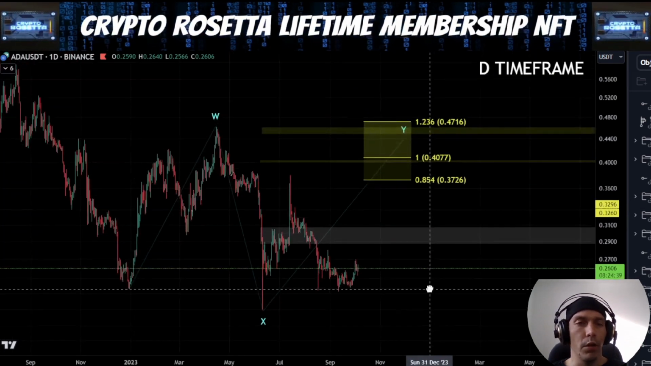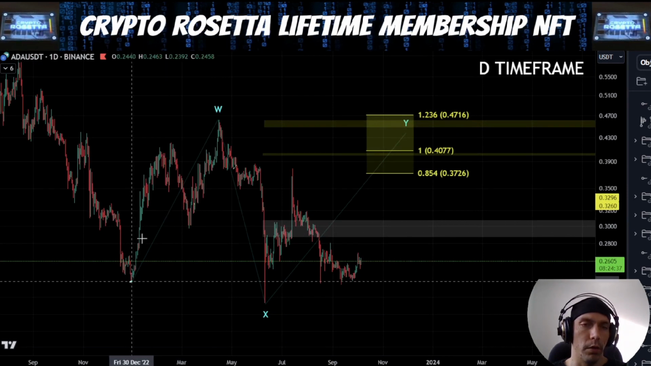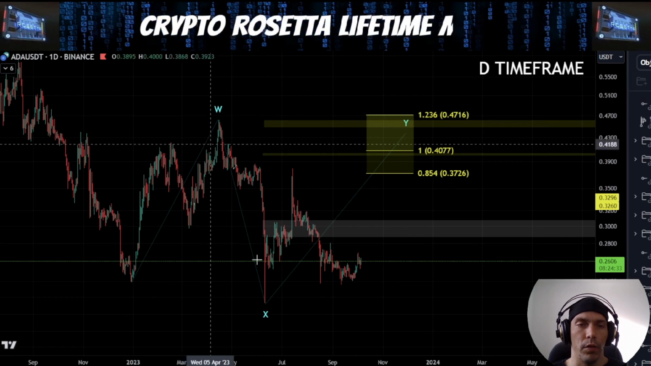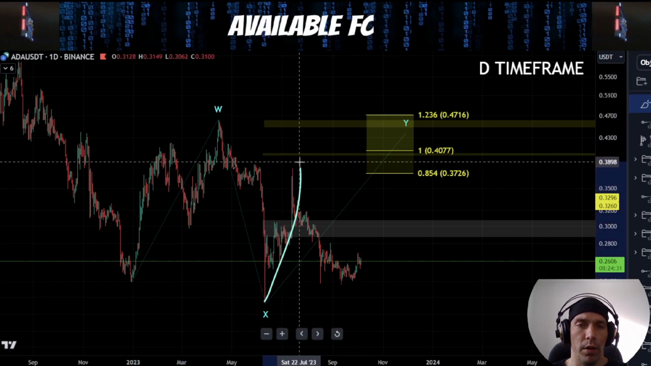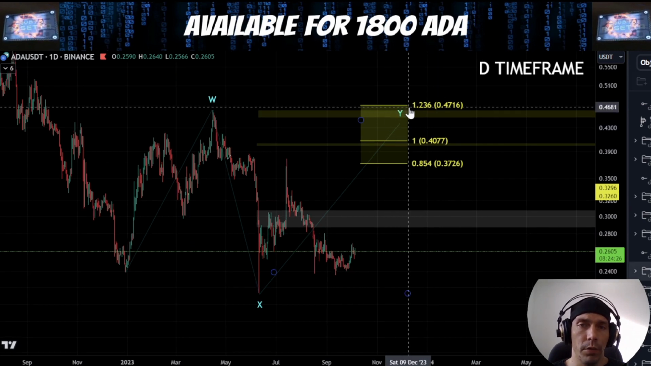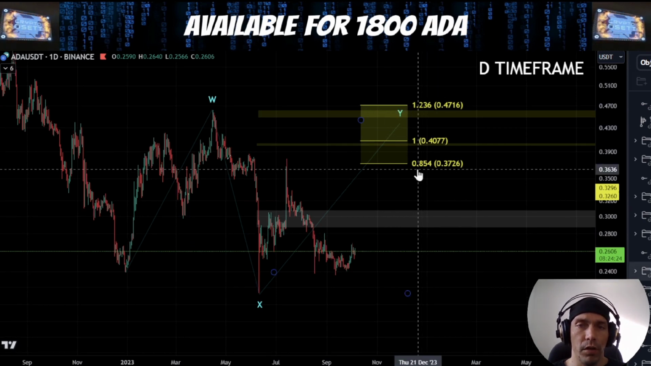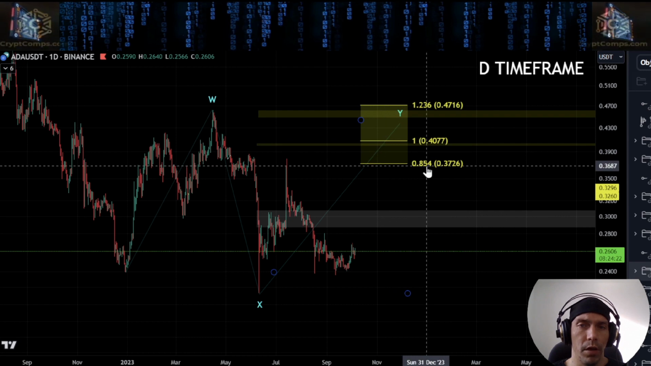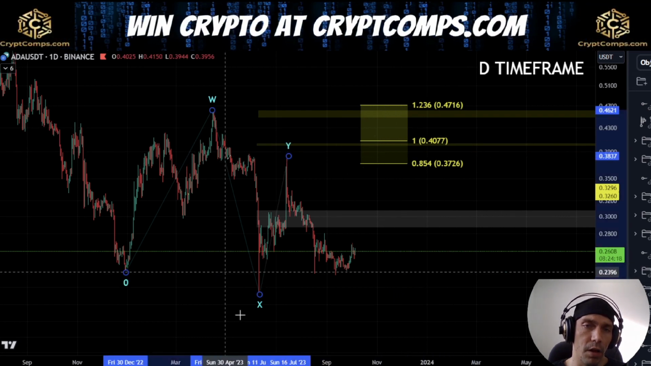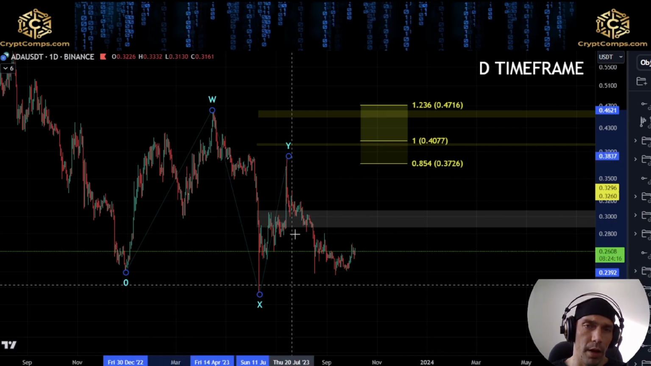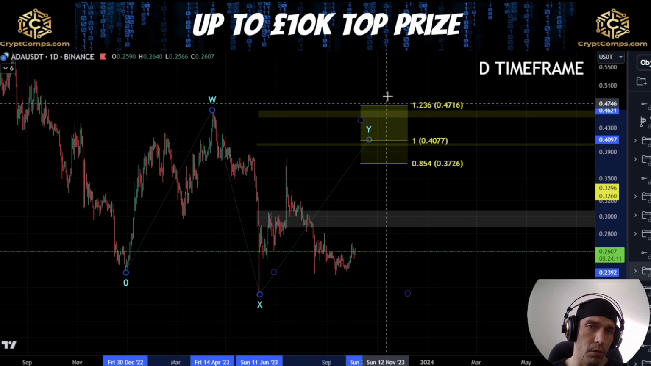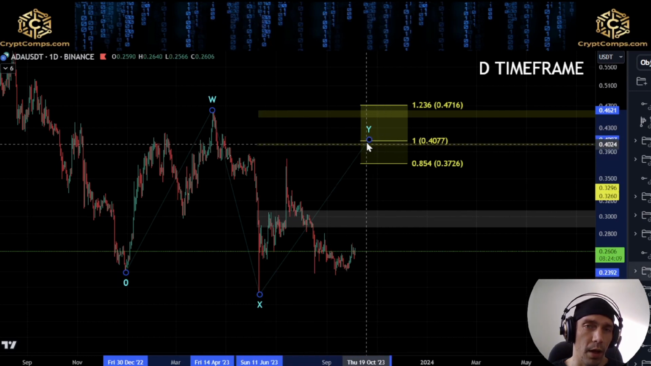Now, it is also possible that we could argue that instead of this being A, B, and C, what we could have is that this is W, X, and Y, and whether we are looking for a 3-wave move to the upside, looking for the potential of coming back up towards this 1236 to this 1-to-1 level. Now, we did get a move up here towards this 0.854, but because of the time duration, I would say that it's more likely that if this Y wave is still in play, it would be looking to actually play out one more time to the upside here.